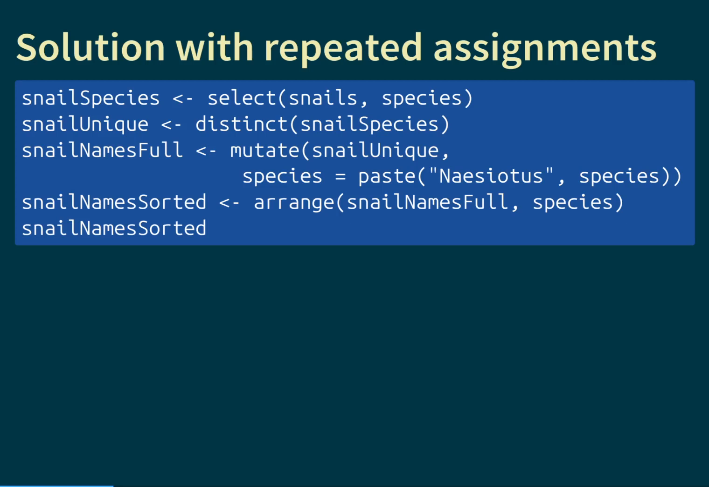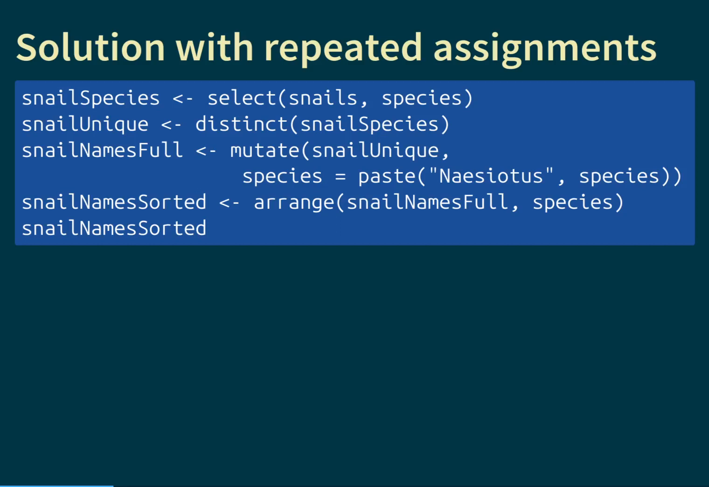And what happens here is the first argument of paste is Nasiotus as a character string. That's why we have the quotes around it. And the second argument to paste is the species column's entries. Again, whenever we refer to a column by its name in one of these tidyverse functions like mutate, we mean the vector of entries. So what this will do is it will take the character string Nasiotus, it will take the vector of strings species, and to each of those it will attach the character string Nasiotus at the beginning.